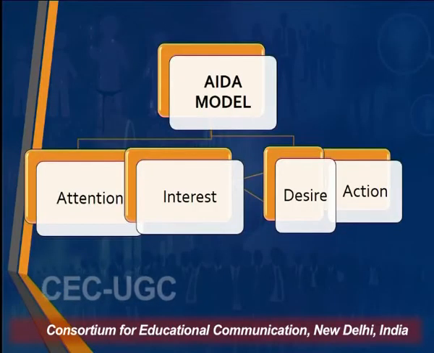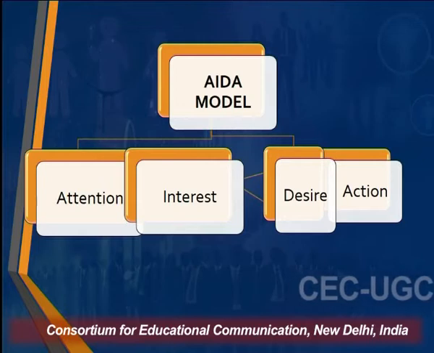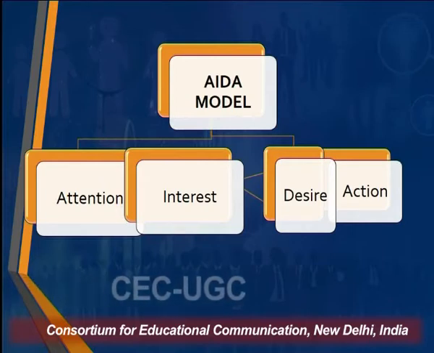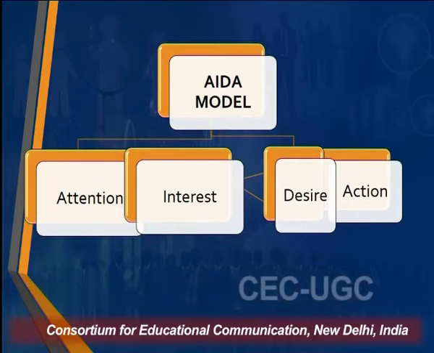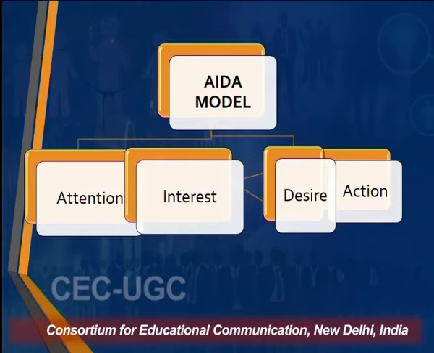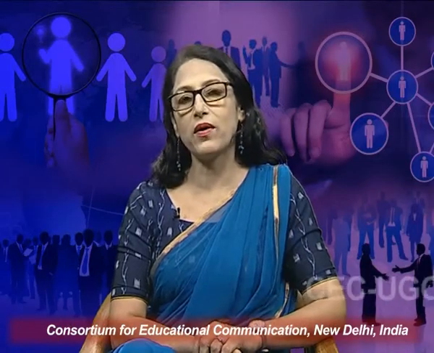So this model, as the name suggests, AIDA. A stands for attention, I stands for interest, D stands for desire, and the last A stands for action. So one A is attention and the last A is action. So four letters are there. Now I will describe what this AIDA model is.